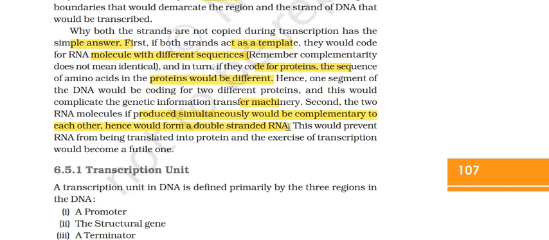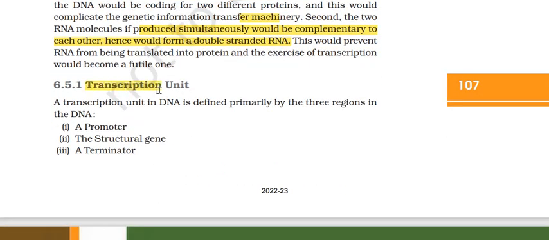Fine. Moving on now, we have transcription unit. A transcription unit in DNA is defined primarily by three regions in the transcription unit. यानी कौन सा वो unit है DNA का जिसको हम transcribe करके RNA बनाते हैं. mRNA book ने दिया है, but it's RNA in a broader sense. So you need to have a promoter region, the structural gene, and a terminator.